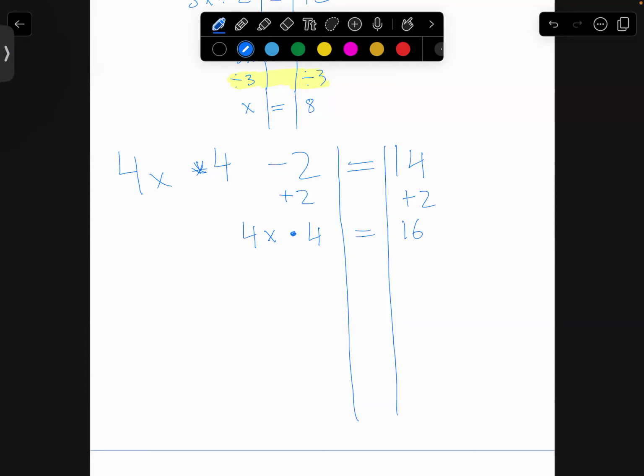Now there are two ways that we could do this. Either we could divide by 4 and divide by 4 again, or we could see that 4x times 4 is equal to 16x. So now 16x divided by 16 on both sides is equal to x is equal to 1. So does that make sense? This one was a little more complicated.